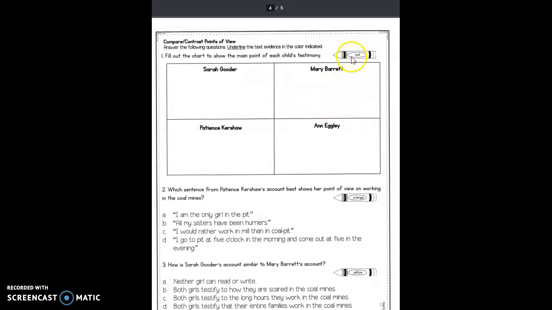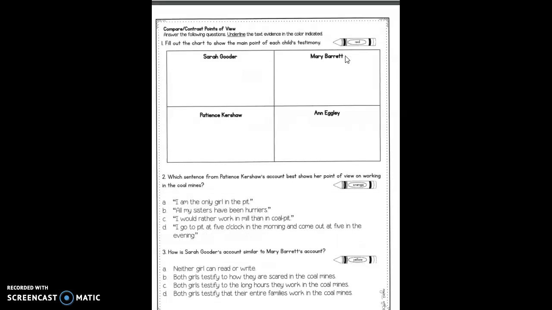And then you should go back into the text with a red crayon or a red annotation tool and show me where you found that. What helped you know that that was the main point of their testimony?